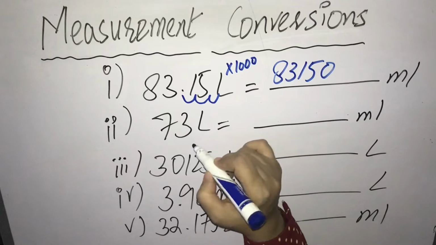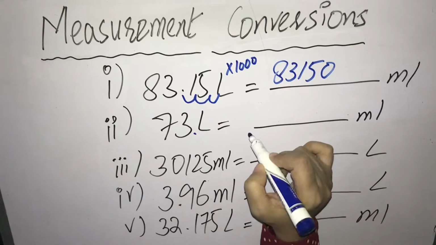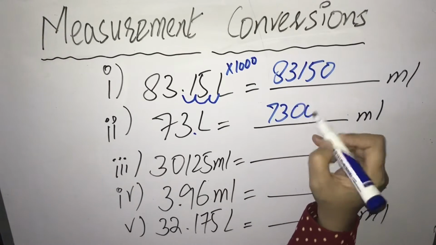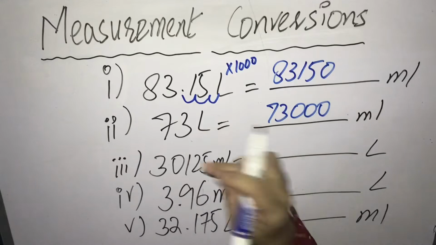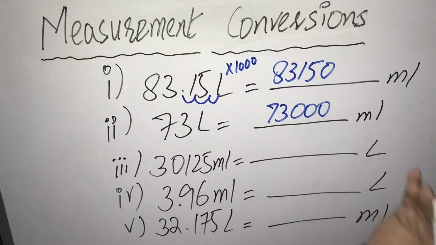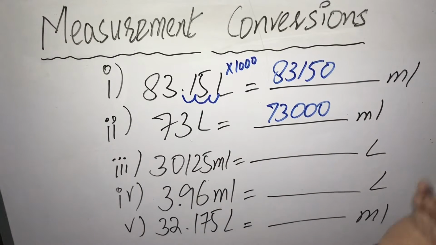Similarly, here we have 73 liter. So right now our decimal is here. We have to move it towards the right side 3 digits and our answer will be 73,000. In other words, 73 liter is equal to 73,000 milliliter. As 1 liter is 1000 milliliter, 73 liter will be 73,000 milliliter.